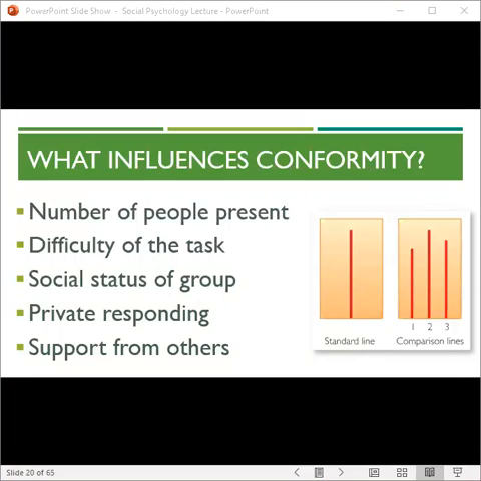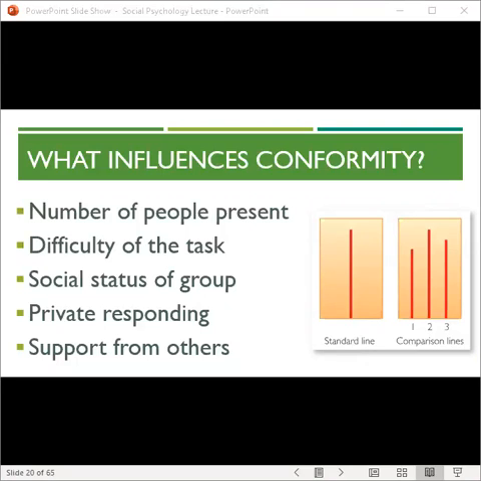Ash went on to conduct further experiments to see what factors influenced how and when people conform. And so he found a couple things. First, that conformity increases when more people are present. So the more people in the room, the more likely you are to conform, but this is only true to a point. Once the group size goes beyond 4 or 5 people, we don't really see much difference in conformity anymore. Conformity also increases when the task becomes more difficult.